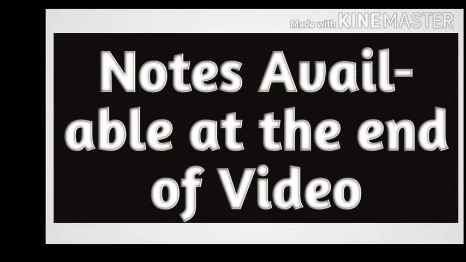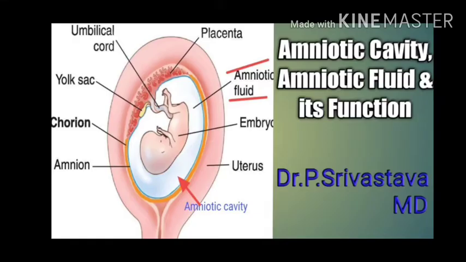So what is an amniotic cavity? The amniotic cavity is the cavity lined by the membrane of the amnion, which has developed from the inner cell mass. On the 12th day post ovulation, a fluid space appears between the ectodermal layer and the endodermal layer. This is called the amniotic cavity.